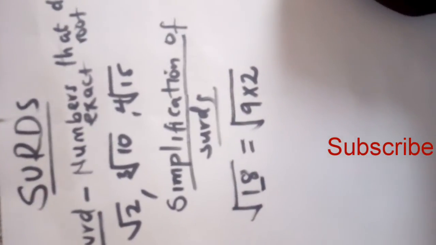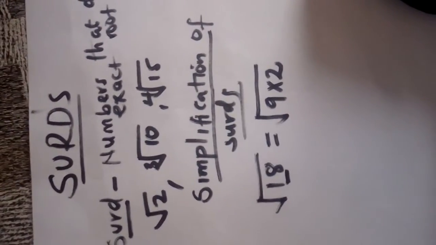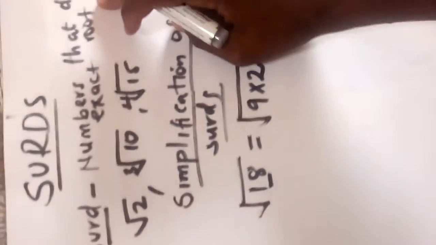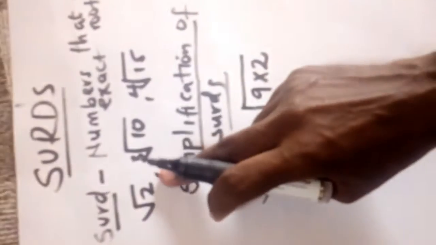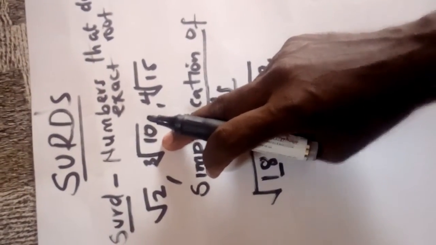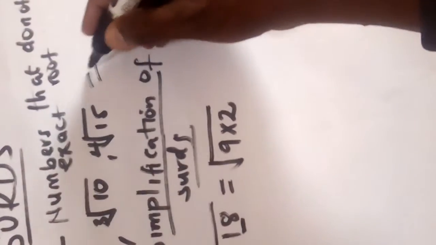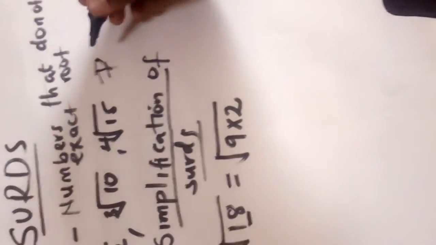In this video, we'll be talking about surds, and we can define a surd as numbers that do not have an exact root. For example, we can have root 2, the cube root of 10, and the fourth root of 15. These numbers do not have an exact root, and if we use a calculator, we get a decimal.